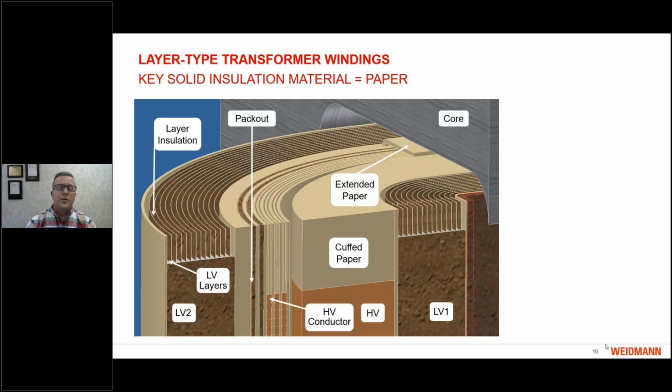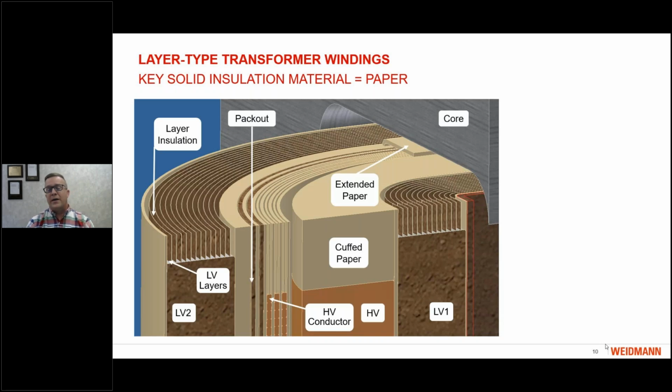So you have paper between the layers, you have paper between the layers in the low voltage and in the high voltage, you have paper that is at the ends of the coils. You can sometimes have extended paper between the high and the low to provide a barrier. Paper between the high and the low as pack out, so to speak. So there's lots and lots of paper in these big layer wound transformers.